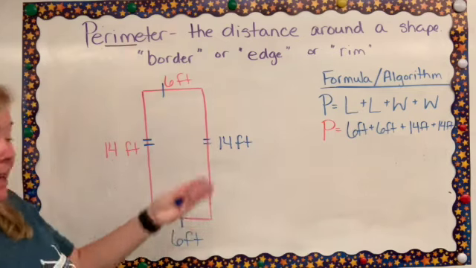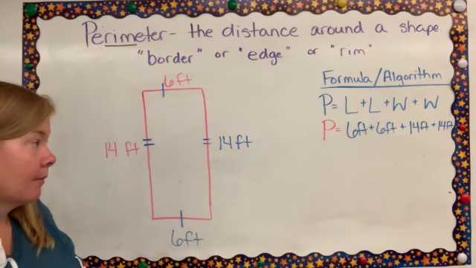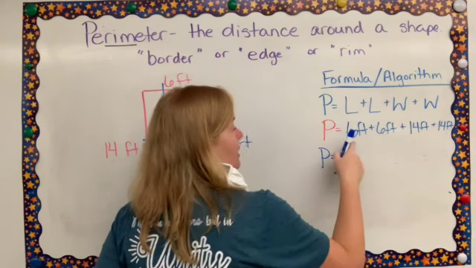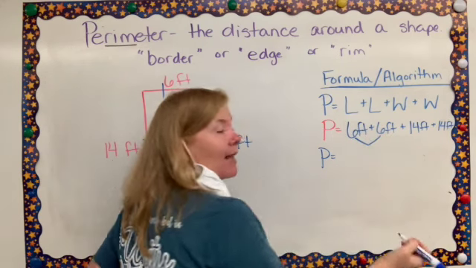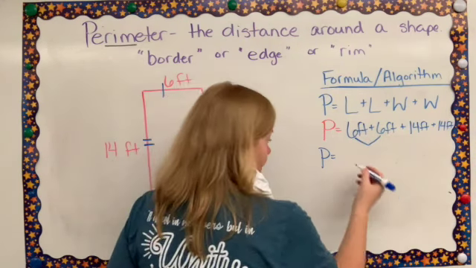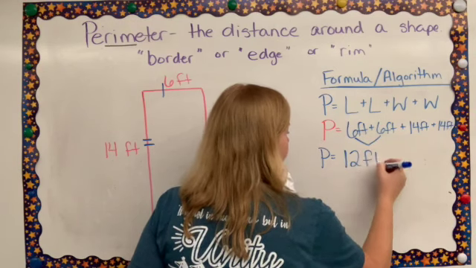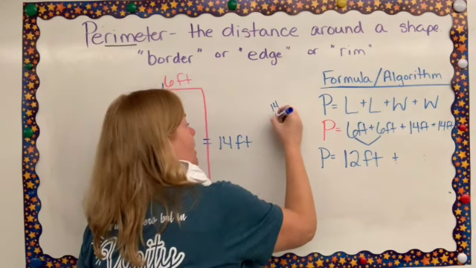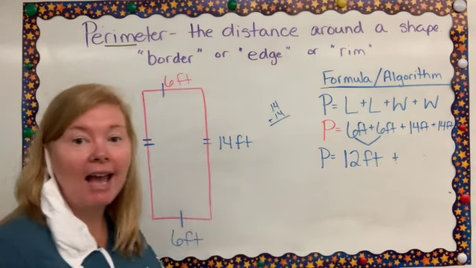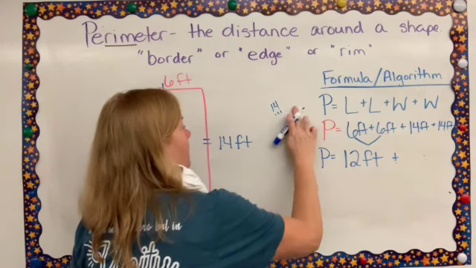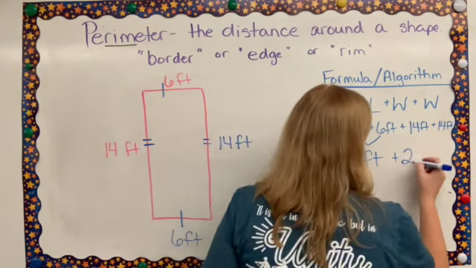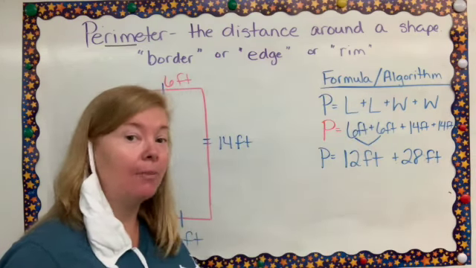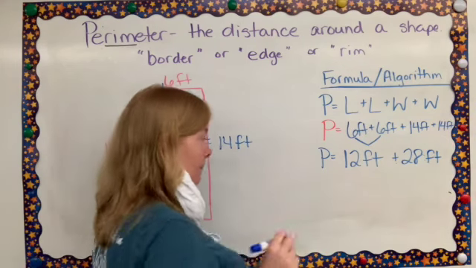All right. Now what do? Next step. Perfect. I rewrite my P. Perimeter equals 6 foot plus 6 foot. I combine my like numbers. What's 6 plus 6? Perfect. 12 foot plus 14 plus 14. If you can't do that in your head, then find a space to quickly add them off to the side of your paper. Perfect. 28. Now we have perimeter equals 12 foot plus 28 feet.